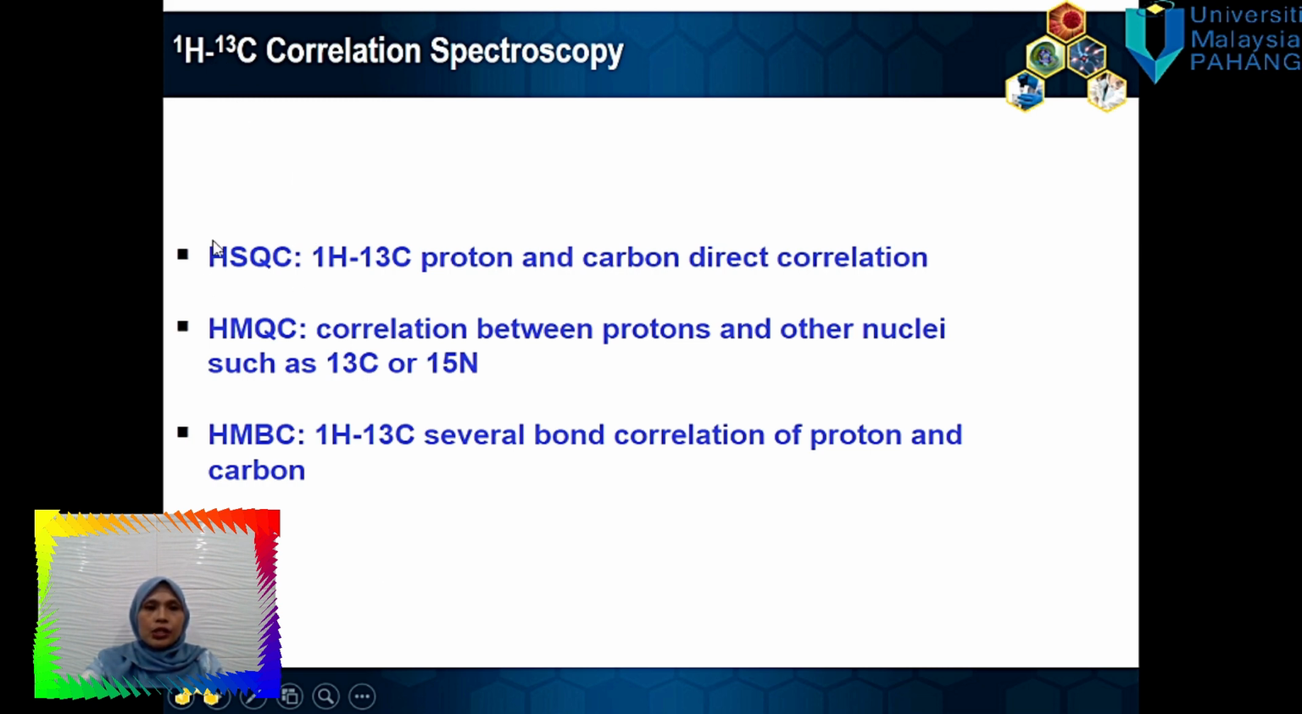The few terms we normally use are HSQC, HMQC, and HMBC. What is HSQC? HSQC is correlation between proton to carbon-13, direct correlation. HMQC is the same as HSQC, but it can show us the correlation with N15. The HMBC is correlation between proton and carbon for several bond correlation. This one is more than one bond. This one is only direct correlation.